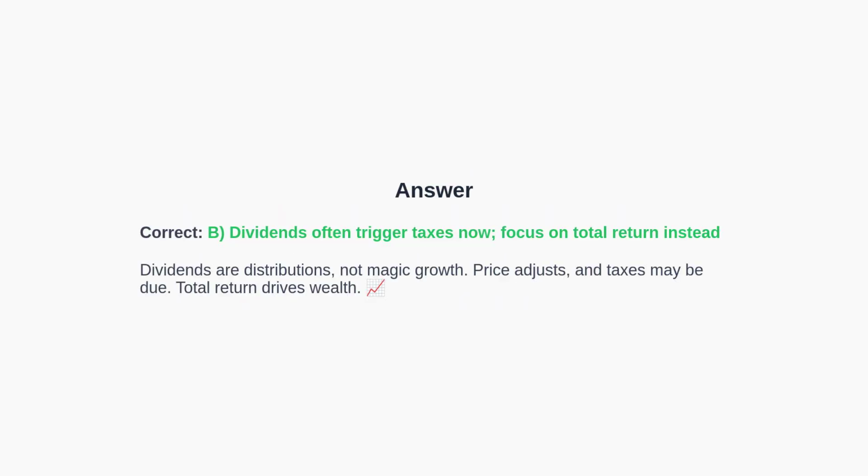The correct answer is B. Dividends are distributions that can create current tax liabilities in taxable accounts, and the share price typically adjusts downward on the ex-dividend date. Long-term wealth is best pursued by focusing on total return. With the quizzes complete, let's cement the core takeaways.